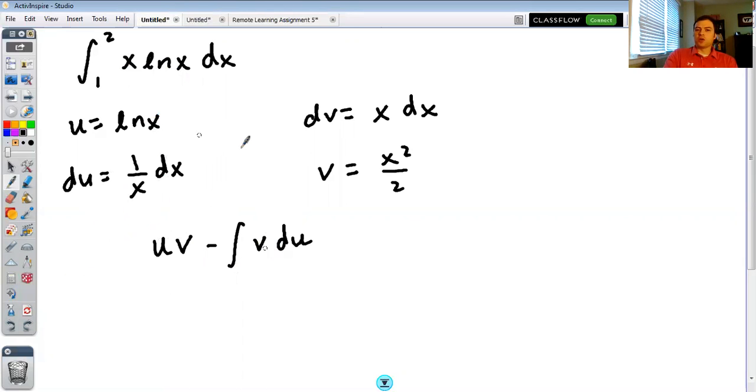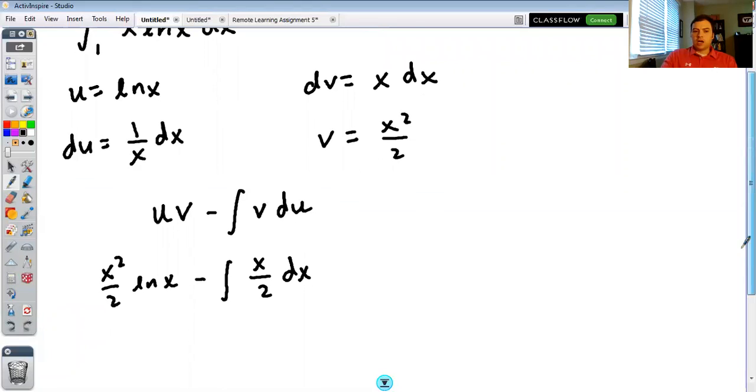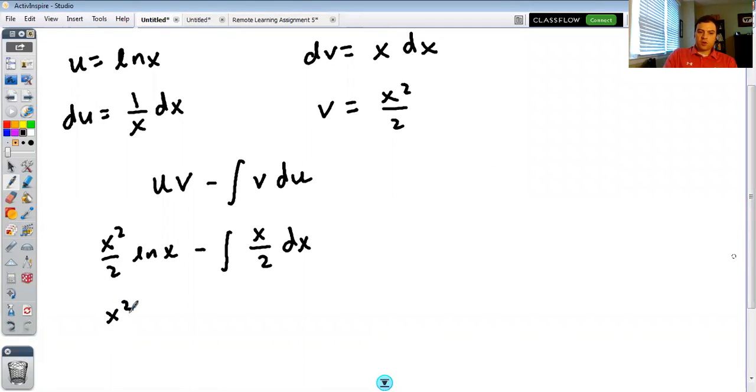All right, applying this formula, u times v is going to be x squared over 2 times ln x minus the integral of v times du. When I multiply x squared over 2 times 1 over x, I can reduce the x's down and just get x over 2 and then dx. Then we're going to anti-derive, so x squared over 2 ln x. This will become x squared over 4.